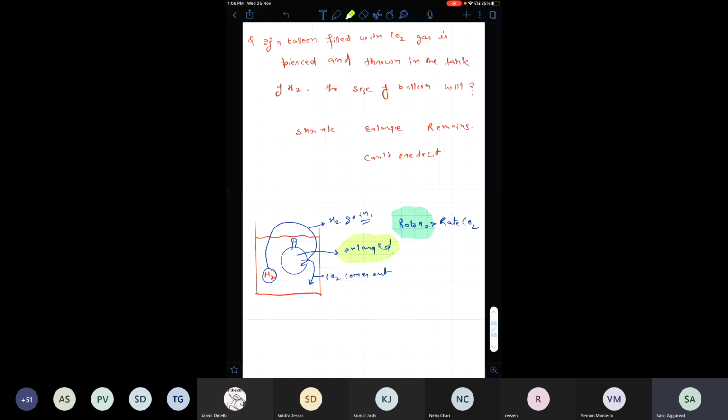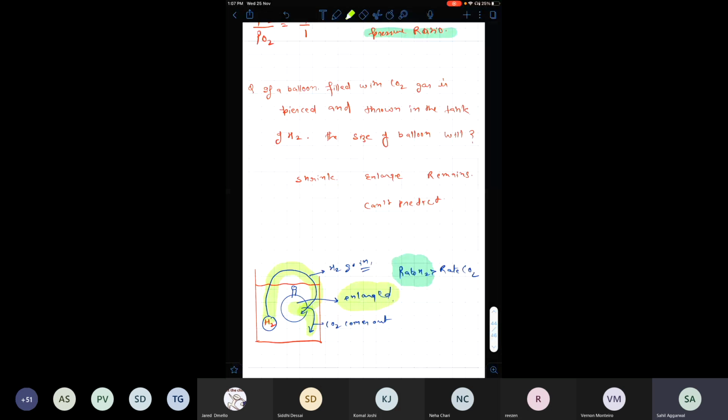Understood? Very good, Navashin. All of you understood this?